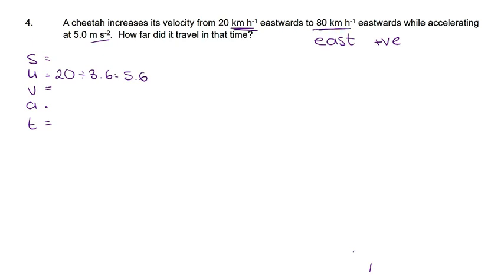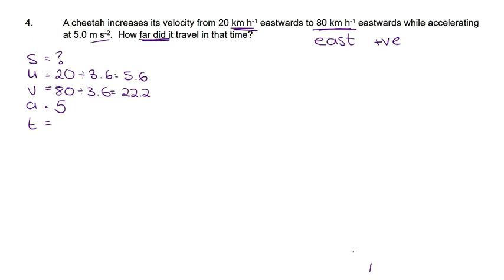We end up at 80 kilometers per hour. So final velocity is 80, and again I need to convert that to meters per second, which is 22.2. Now we're accelerating at 5 meters per second squared. I'm assuming that's east because the velocity is increasing. So we need to be accelerating east. So A is positive 5. Now how far did it travel? So that we want to know the displacement.